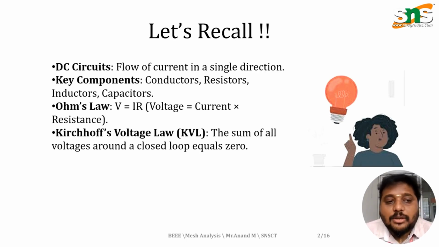According to Ohm's law, in a steady state condition, the current flowing through the conductor is directly proportional to the voltage. We can write Ohm's law as V equal to IR, where R is a constant. V is the input voltage, I is the current, and R is the resistance. Coming to Kirchhoff's voltage law, the short form is KVL: the sum of all the voltages around a closed loop is equal to 0.